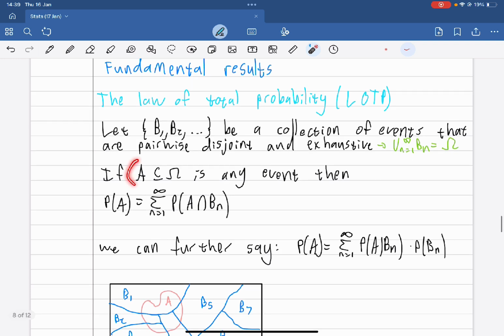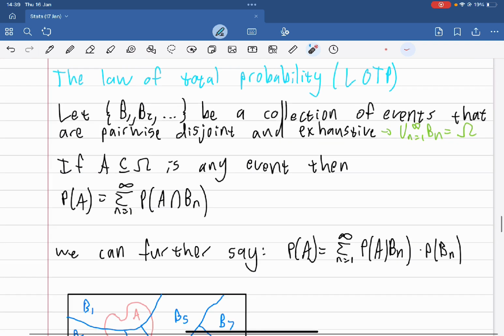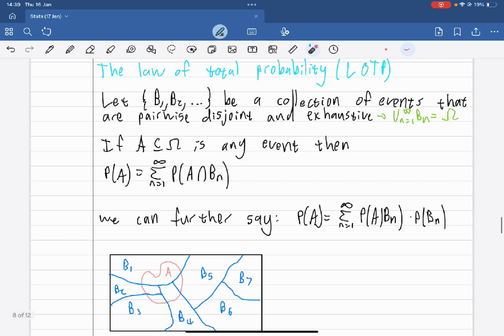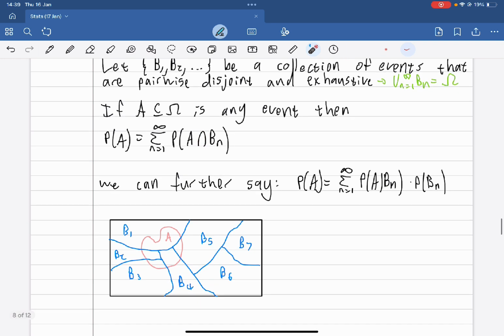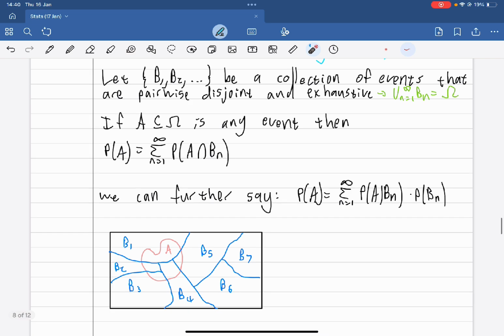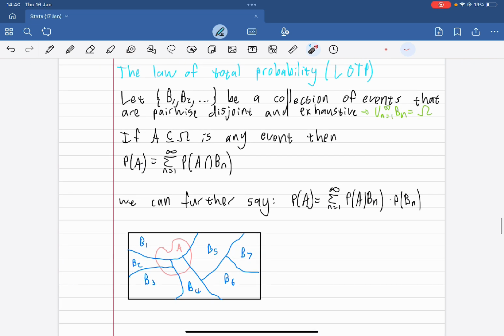So we have an event A, and we're going to say that the probability of A is equal to the sum from n equals 1 to infinity of the probability of A intersection Bn. We can further say that the probability of A is equal to the sum of the probability of A given Bn times the probability of Bn. This can be quite confusing to think about, so let's look at an example.